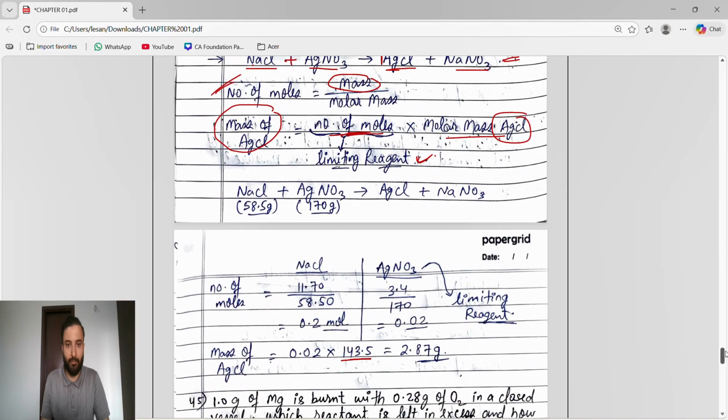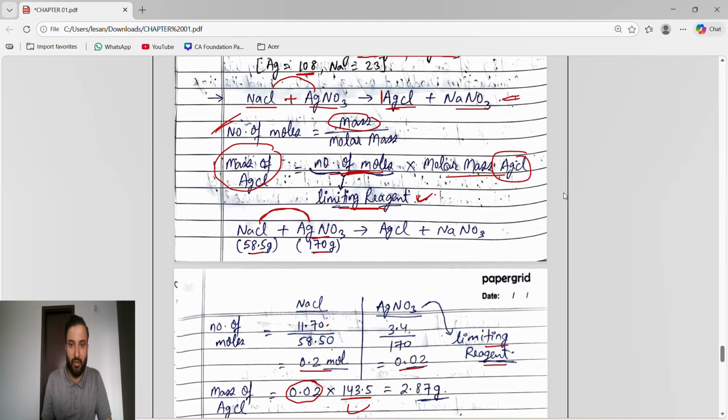Same here, look: NaCl atomic mass is 58.5, AgNO3 atomic mass is 170. So we have to find the limiting reagent, which we find for the reactants. We will find the number of moles of NaCl, given mass by molar mass, you will get this much. AgNO3, given mass by molar mass, you will get this much. Which is less? AgNO3 is 0.02. This is less, so it is the limiting reagent. The mass of AgCl means number of moles of the limiting reagent, AgNO3, into the molar mass of AgCl, that is 143.5. And how many AgCl are there? We have 1 AgCl, so just 1 into 143.5.